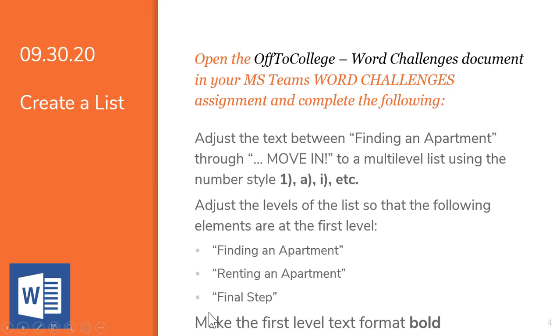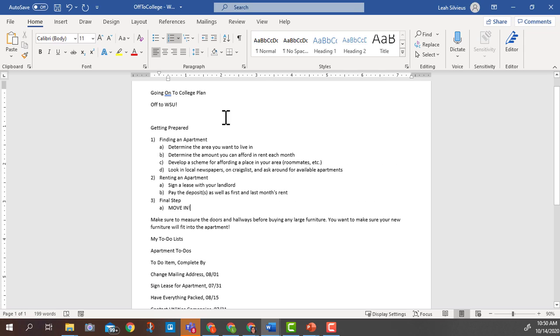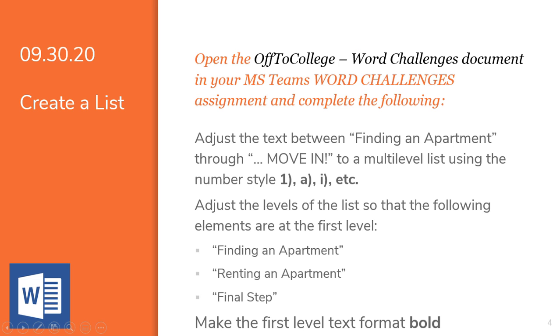The last thing that it told me to do was to make the first level text bold format. That means that I need to take the text at the first level of the multi-level list, the 1 with the parenthesis here, and make it bold. So I'm going to go ahead and click physically on the 1. I'm not bolding the text, I'm bolding the first level item. And I'm just going to hit the bold button up here, or you can hit Control B on your keyboard, and you've now bolded it.